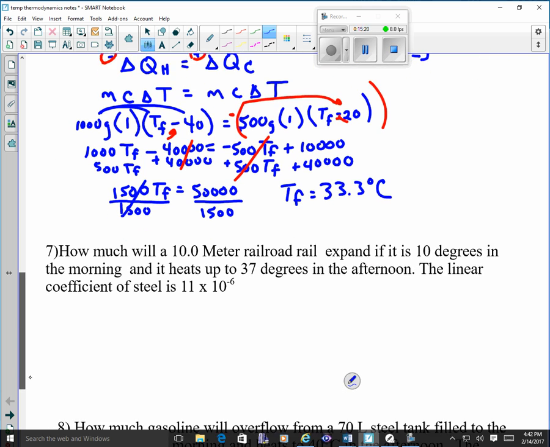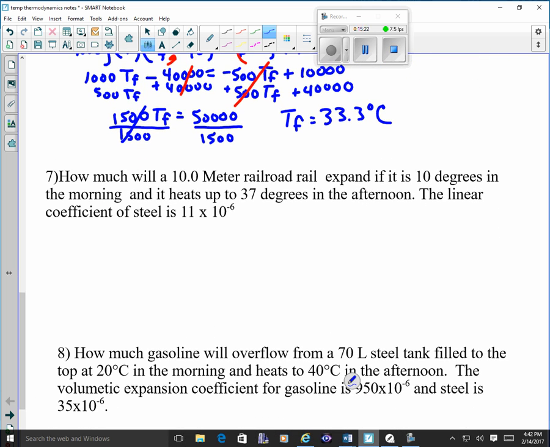All right, so let's come back to number 7 here. Now you got a railroad crossing, and if you look on your paper, it's all screwed up here. We're going to look at the bottom number 7 on your worksheet, so it should look like the one you see here. Okay, and I think I fell asleep when I was typing this because I got part of the information up in number 6. It's just horrible. So if you look at number 7, it says, how much will a 10-meter railroad rail expand if it's 10 degrees in the morning and heats up to 37 degrees in the afternoon? And it says its linear coefficient of steel is 11 times 10 to the negative 6.